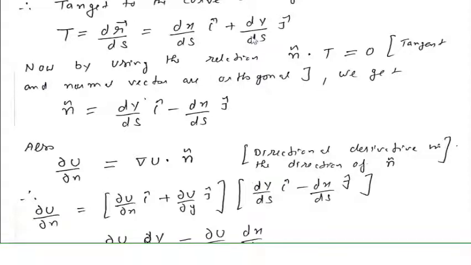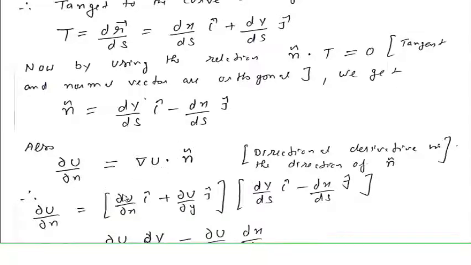So I took this here and this here with a minus sign. When we take the dot product, we'll get 0. So this is our normal n cap. Now ∂u/∂n is the directional derivative of u in the direction of n. How to calculate the directional derivative? Gradient dot the unit vector in that direction.